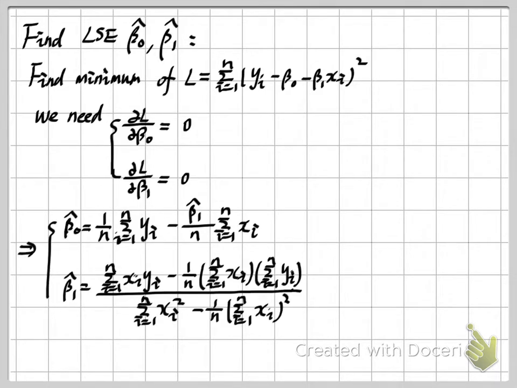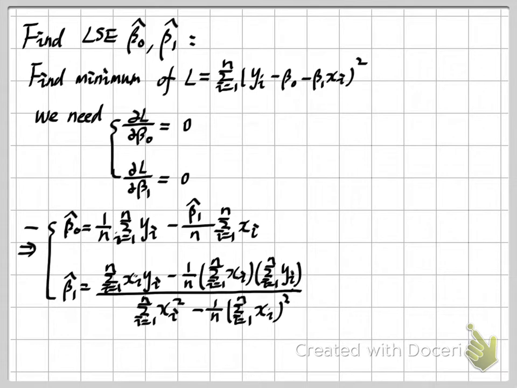This looks a little complicated, but the idea is, if we look at these two equations, for the formula of beta 1 hat, you can see in this equation we only need the information about our pairs of observations x_i and y_i, and we also need the number n, which means how many pairs of data we have.